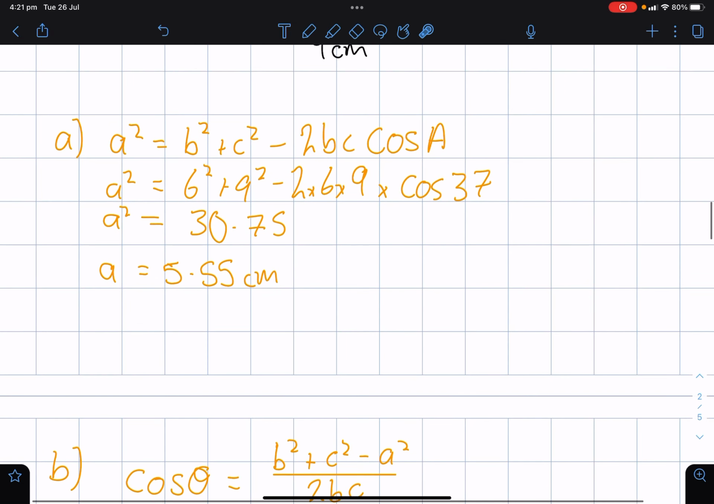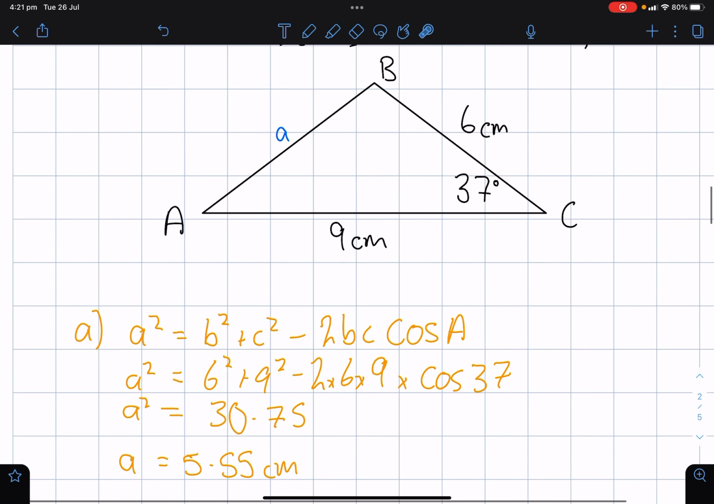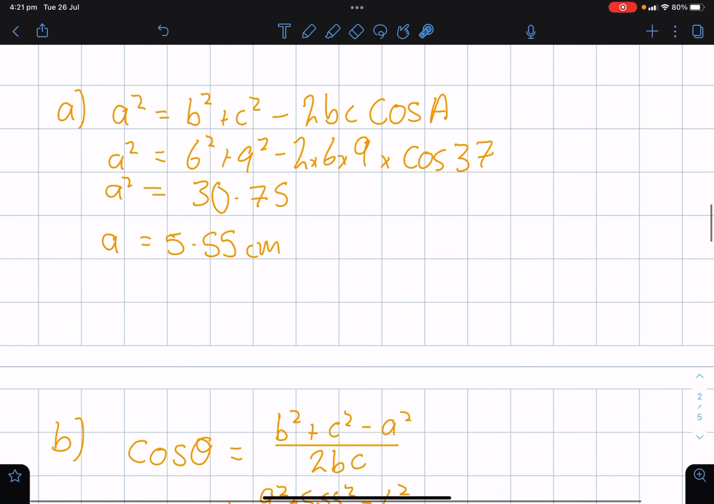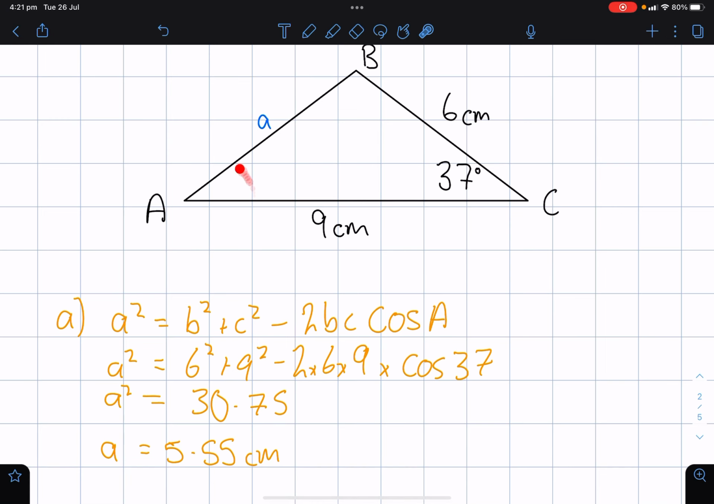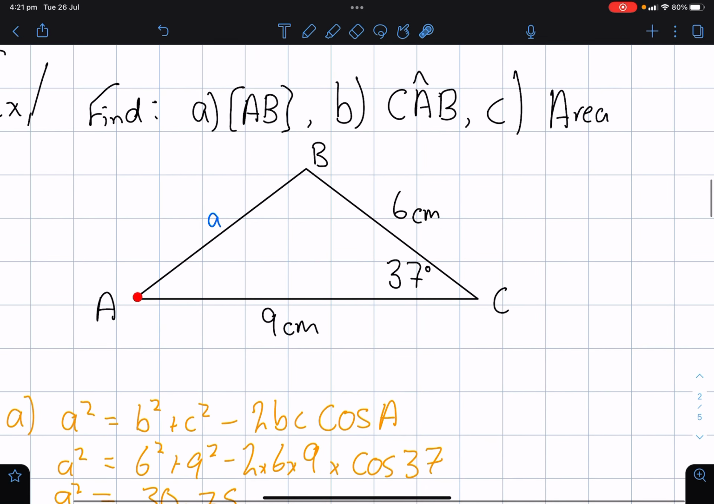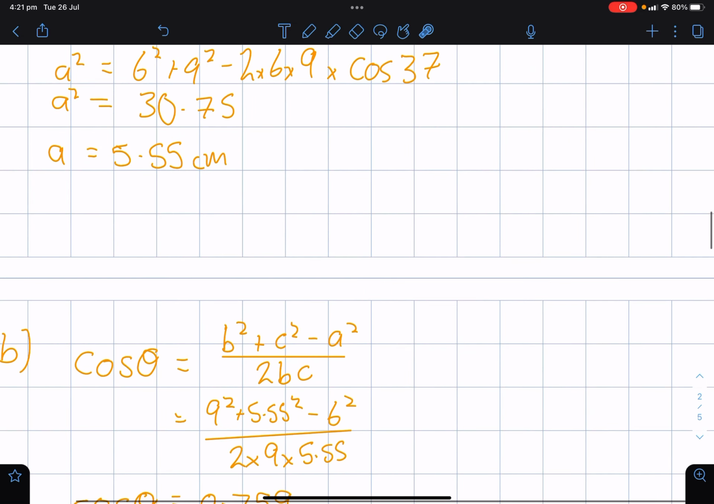Part B is finding that angle at A. So we now look for our angle formula. So cosine theta equals b squared plus c squared, take a squared all over 2bc. Now, it is really important we get it right here. So we're looking at this angle here. So that means our negative a squared must be the opposite side, so it must be 6. The other two doesn't matter what order.